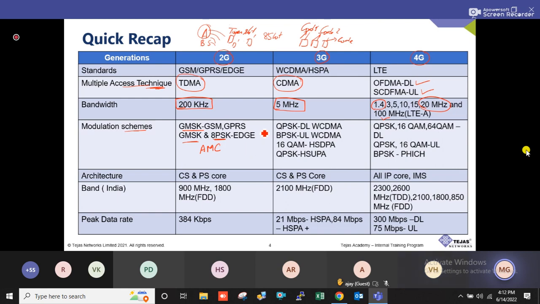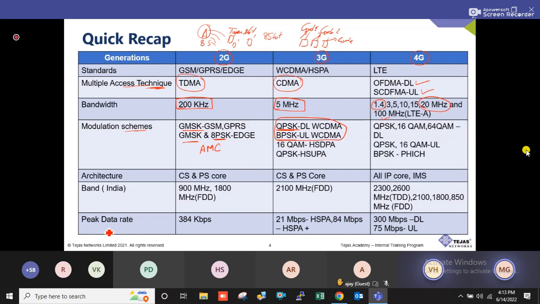Whereas in 3G, in the downlink direction we had QPSK. QPSK stands for quadrature phase shift keying, and in uplink we had BPSK. So remember this. This was only in WCDMA.